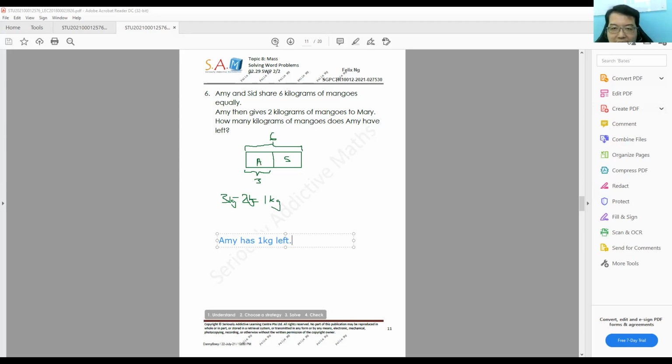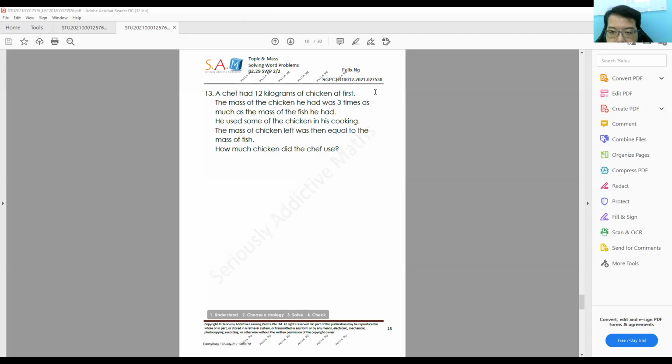Okay, all right, please press pause if you need time before we move on to the next question. All right, this is the last question of the day. Okay, a bit complex. You can see a longer story. So you have to do it in a few steps. Let's read the story. A chef had 12 kilograms of chicken at first, right? The mass of the chicken he had was 3 times as much as the mass of the fish he had.